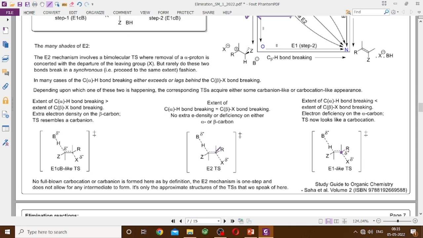Because if the CX bond and the CH bond broke to the same extent, then a nice carbon-carbon double bond would start forming here, and the extent of carbon-carbon double bond formation would have been such that neither the alpha carbon nor the beta carbon would have any negative or positive charge build up. But because the CX bond has been broken greater than the CH bond breaking, the carbon-carbon double bond has not been formed to a uniform extent, and therefore I have a delta plus charge building up on the alpha carbon. So that is an E2 reaction, because the CH and CX bonds are broken simultaneously, but not synchronously.